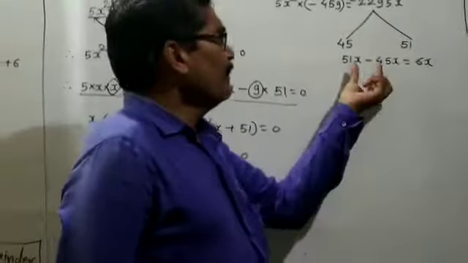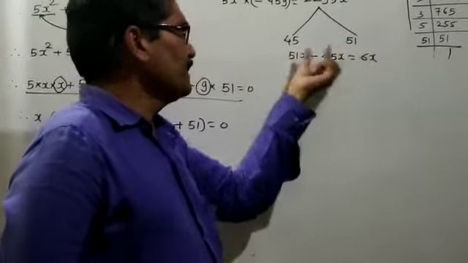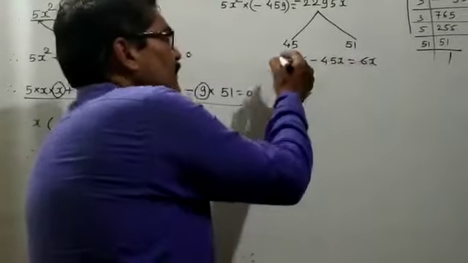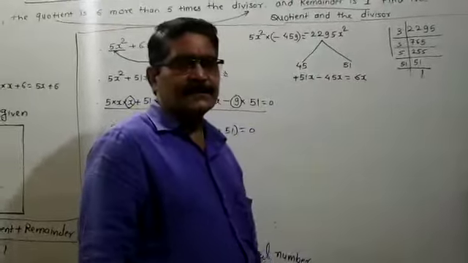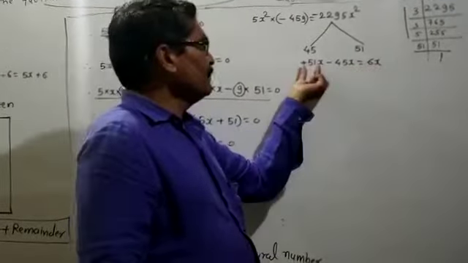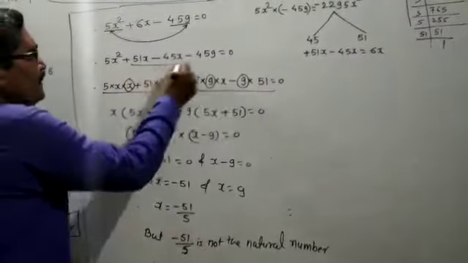So for the middle term, we want the middle term plus 6x. You have to give the plus sign to the 51. Plus 51 minus 45 is equal to 6x. You have to write 6x as plus 51 minus 45, like this you have to write.